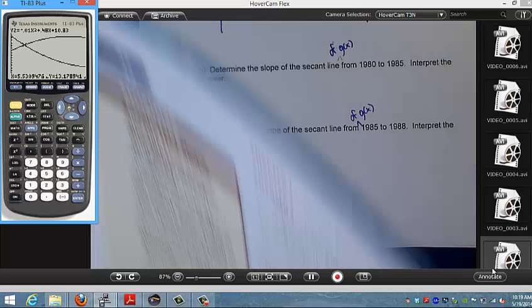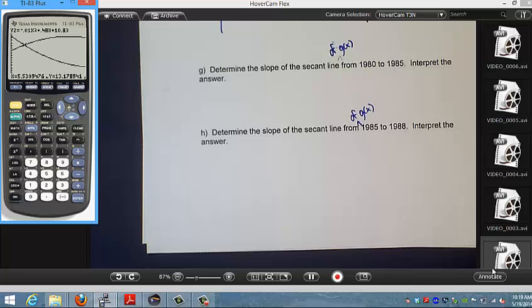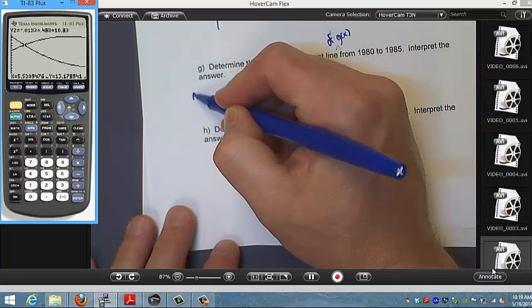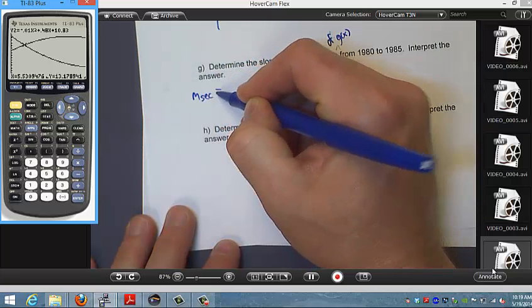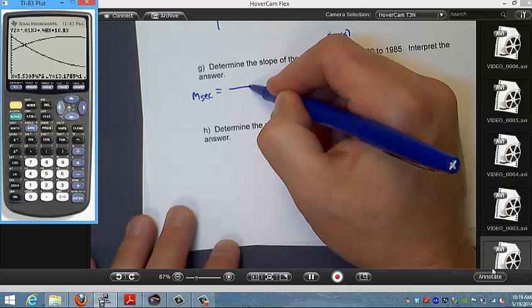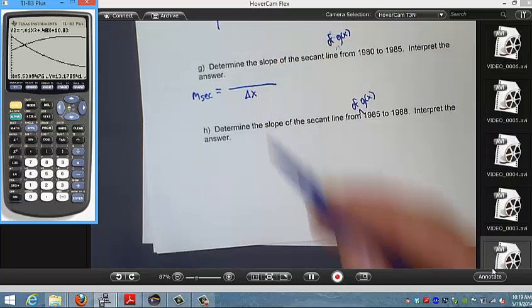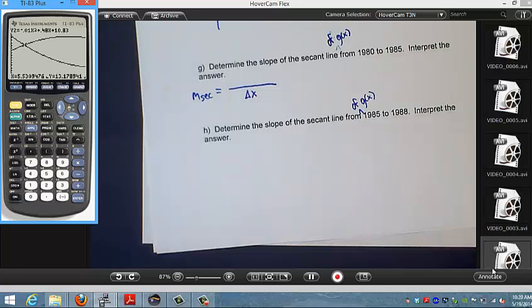Okay? What's that? The delta, yeah. So they wrote down this. M secant equals. And the denominator was delta x. How many people are familiar with that notation? The Greek letter, what does that mean? Okay, so we know that.